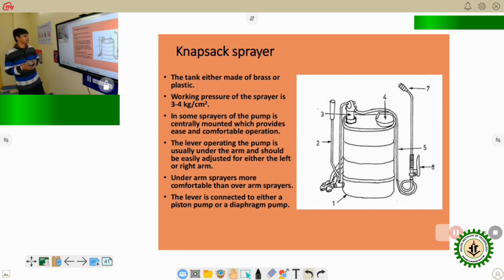Underarm sprayers are more comfortable than the other arm sprayers, and this is connected to either a piston pump or a diaphragm type pump. So this is very popular in our country also, in village areas. This type of sprayer is very effectively used by small and marginal farmers for spraying fertilizers in their fields.